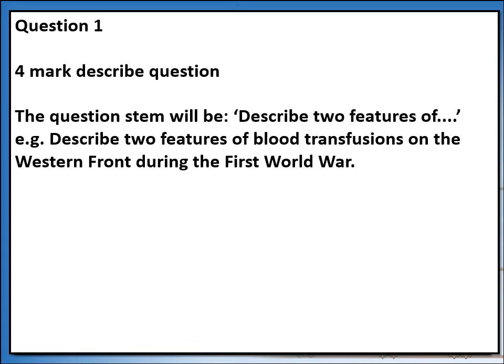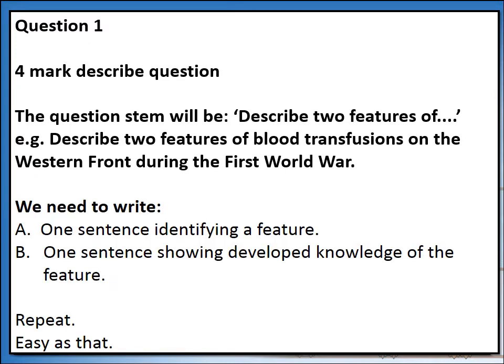Now your answer to this question is going to have two distinct sections to it, and within that each section is going to have two distinct phases. So you're going to need to write one sentence identifying a feature, and then you're going to develop the feature that you've identified with another sentence, which is going to show some developed knowledge of that feature. Then you're going to repeat that for another feature, and then you're going to stop. It's as easy as that. So in total, we're going to write 4 sentences to answer this question, 2 sentences on each feature that you identify.